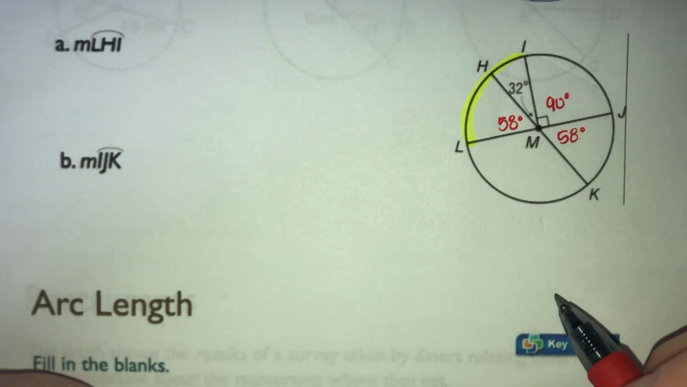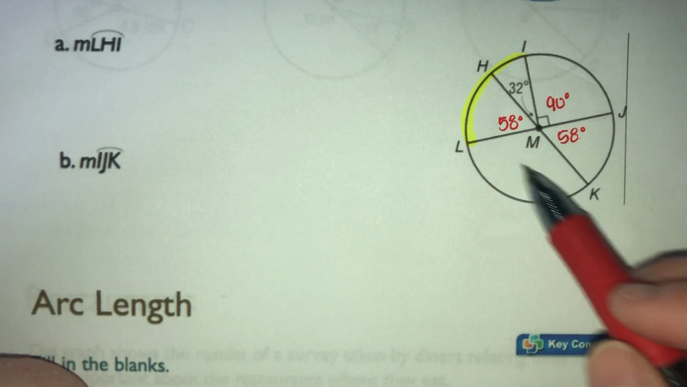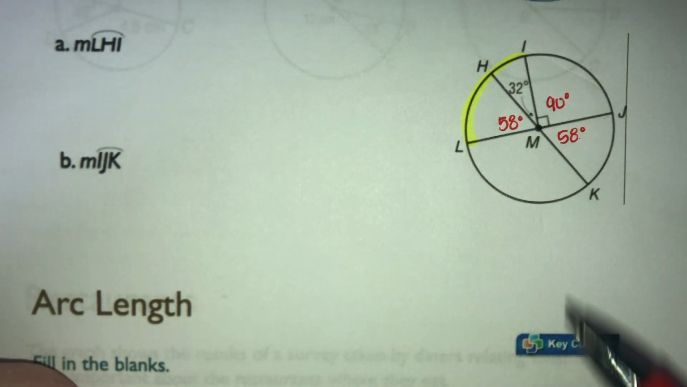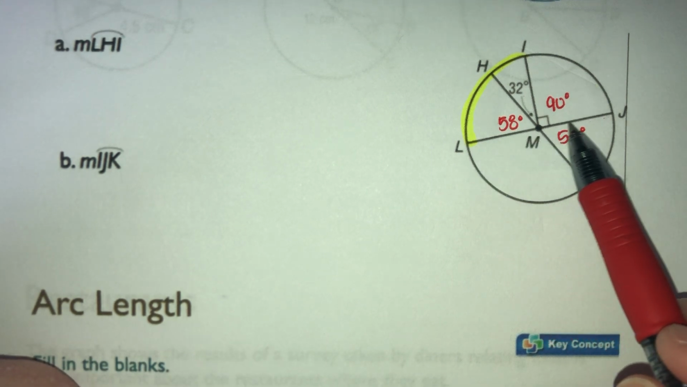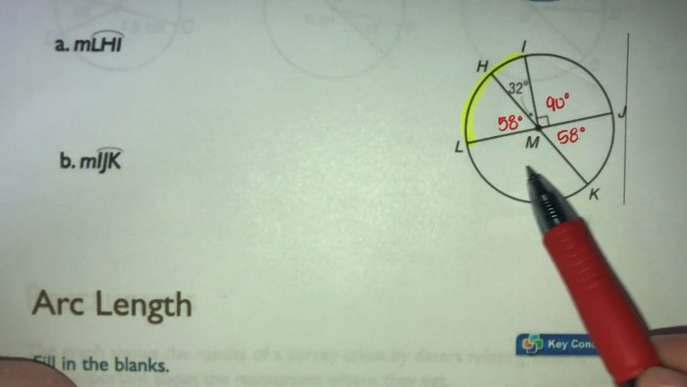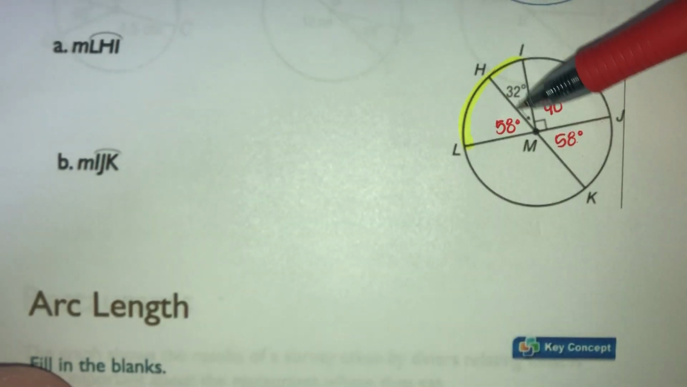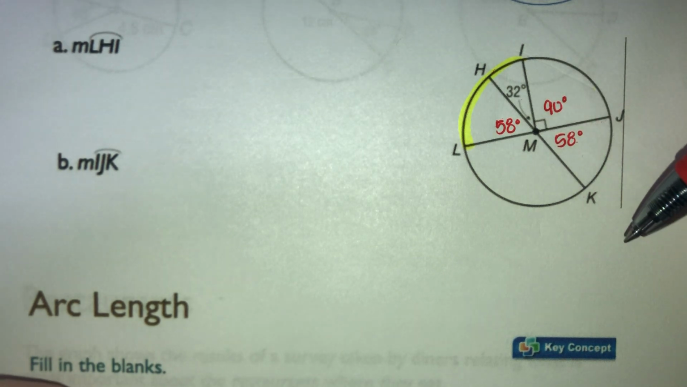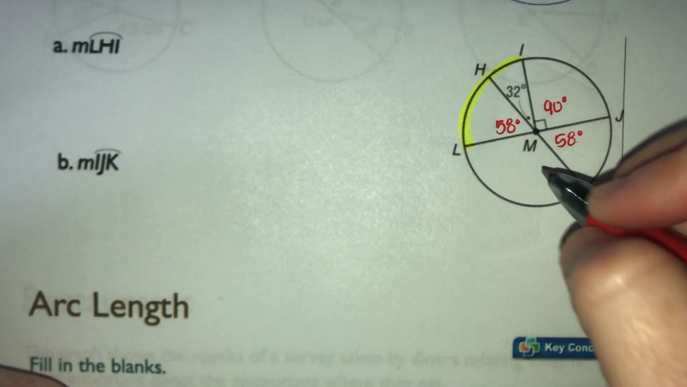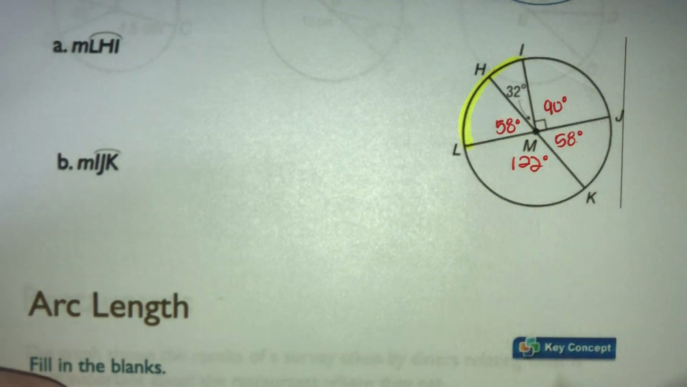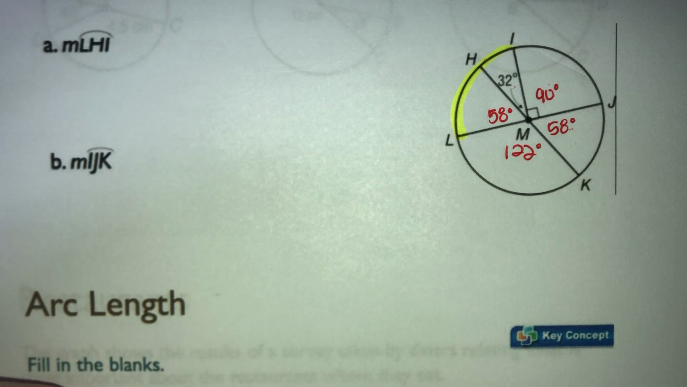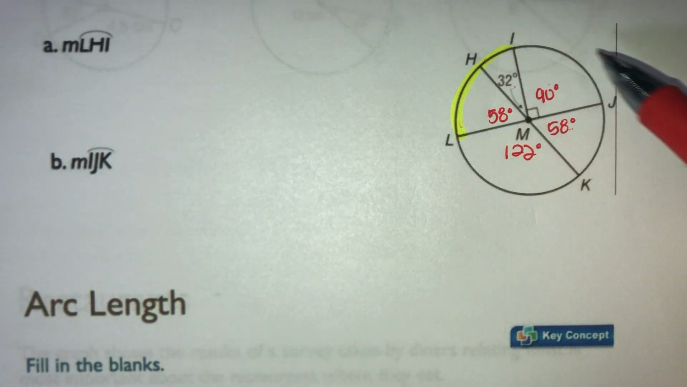And once I know that, I can figure out this big arc right here, right? I can either add all of these up and subtract from 360, or I can say, all right, here's a straight line. These two angles make up this straight line. So 58 plus what adds up to 180? And that would be 122. So now I know the measure of all the central angles, right? Which is the same size as the measure of all the individual arcs.